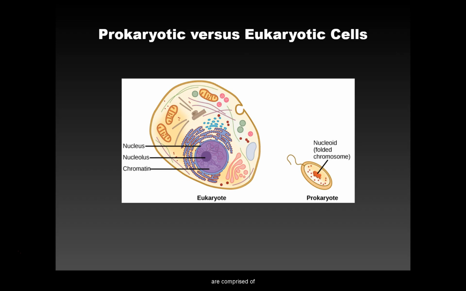Prokaryotes are comprised of bacteria and another group called archaea, and they're very, very tiny. Prokaryotes tend to be much, much smaller than eukaryotic cells, and prokaryotes are all single cellular. So let's start talking about some of the details.